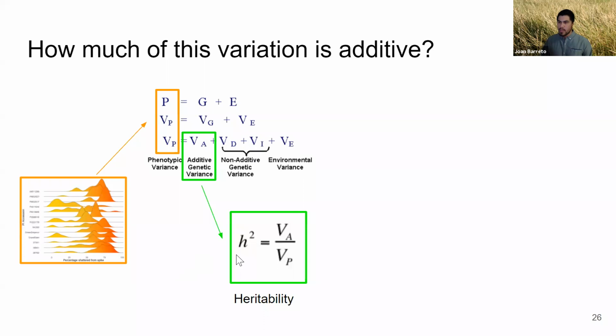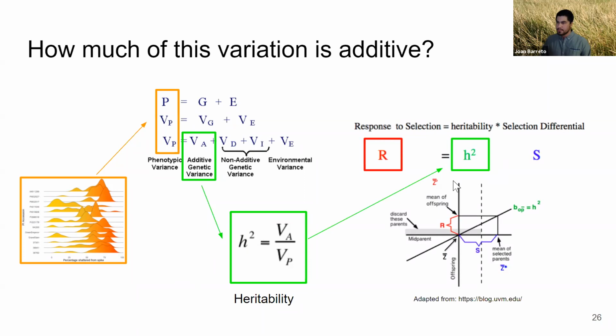And if we have these accurate estimates, then we can use what is called the breeder's equation, which in general tells us how efficient it will be to breed for the trait, based on that heritability and the selection differential that we define. If this axis is the values for the parents, and this is the offspring, given this slope, which is the heritability, we can select a value of shattering for the parents and then expect some response in the offspring.